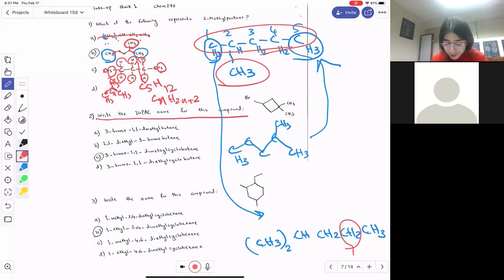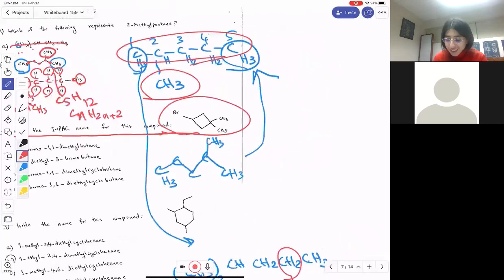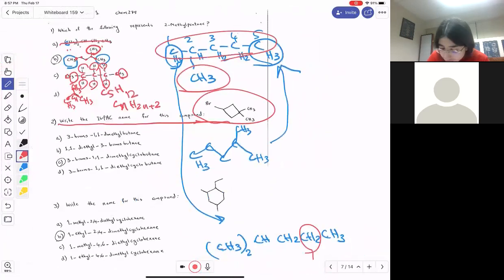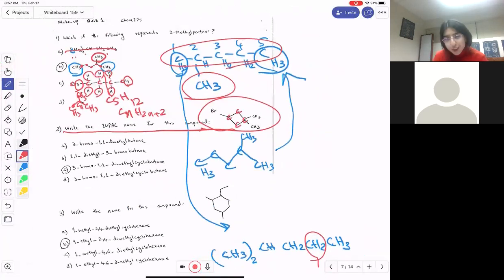Write the IUPAC name for this compound. Oh, where is the compound? I wrote so many things. Okay, first of all, you have 4 carbons in a cycle. We call that a cycloalkane. So right now, this is cyclobutane. I guess I didn't help you much here. Here you don't have cyclo, so this is not the answer. Here you don't have cyclo, that is not the answer.